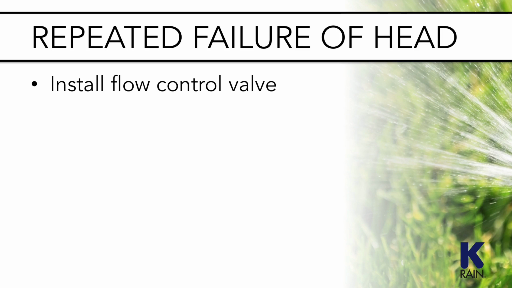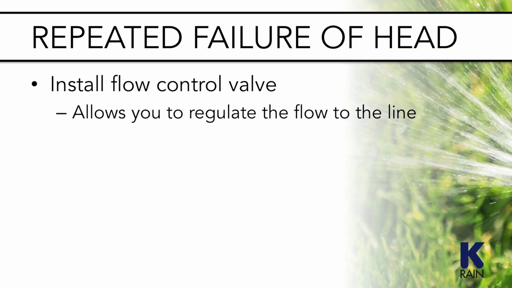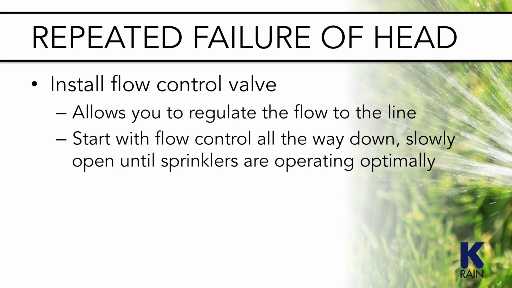First, you can install a flow control valve that will allow you to regulate the flow to the line, making it low enough to prevent the air hammer from occurring, but not so low as to impede sprinkler performance while the zone is running. After installing the valve, start out with the flow control cranked all the way down, and slowly open it up until the sprinklers are operating optimally.